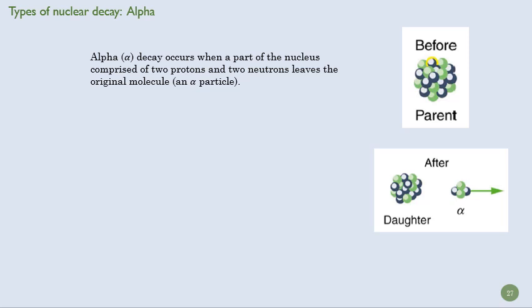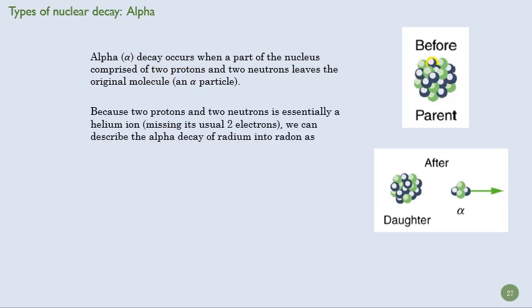And this occurs basically when essentially a helium nucleus leaves the original molecule. So you have two protons and two neutrons. This is called an alpha particle, and those leave. So what is that going to change? Well, it's going to change your mass number, right? Because you're going to lose 4 nucleons. But it's also going to change your atomic number because you're losing 2 protons.